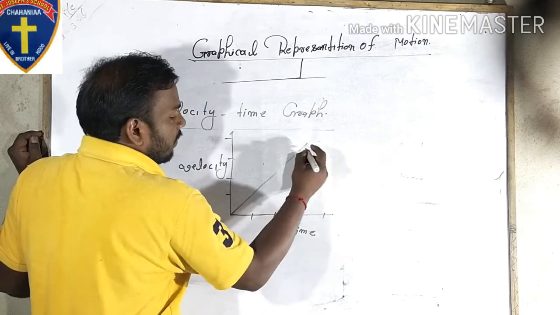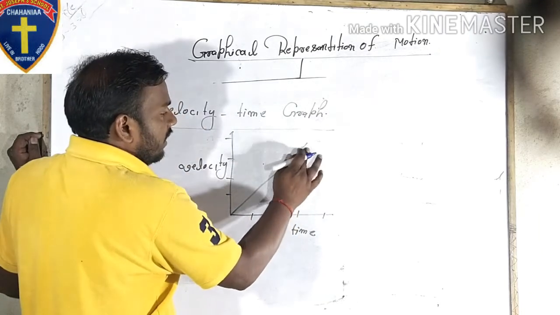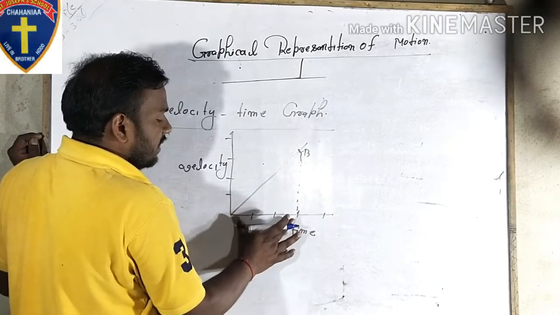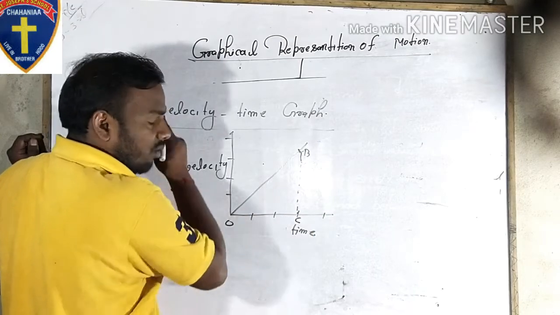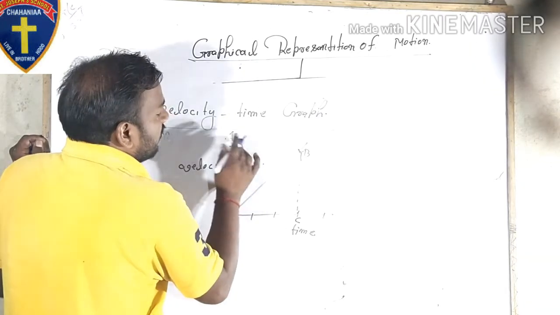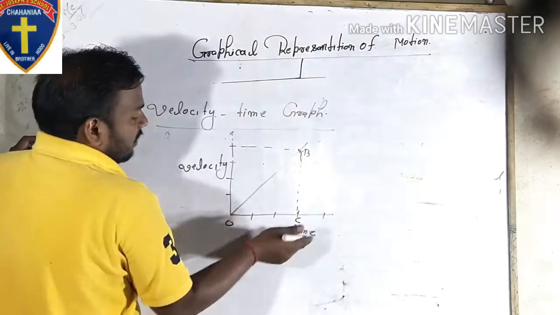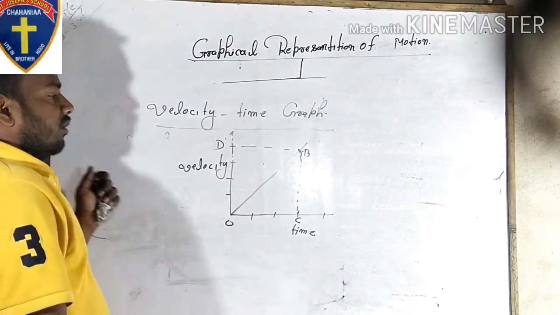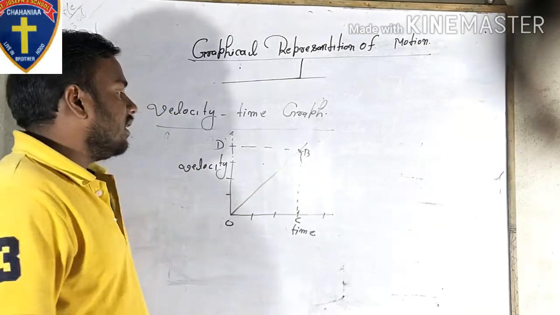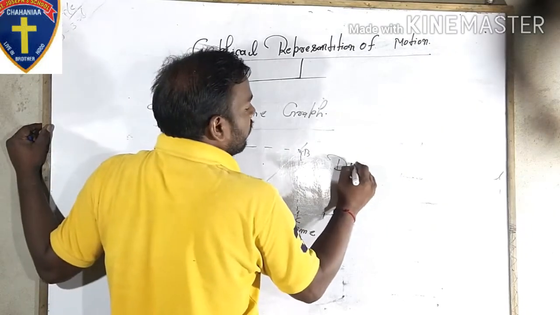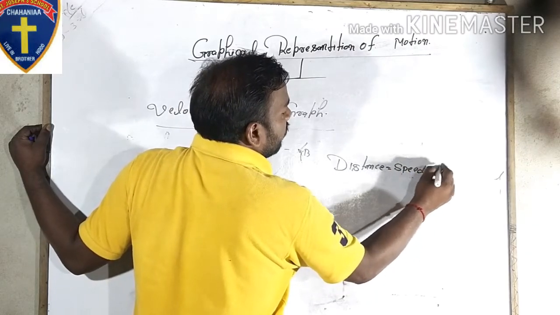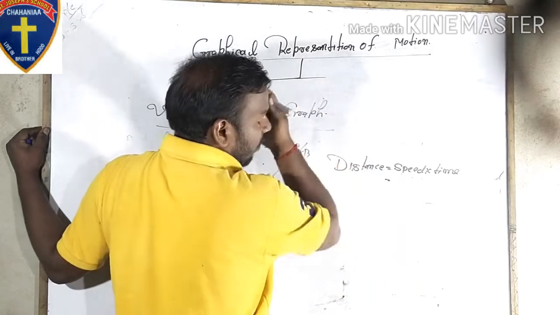Now we put here a point, that is B. So B mentions the distance on the x-axis, that is BC, and that is the value on the y-axis. How do we find the distance? Distance is equal to speed into time, or velocity into time.